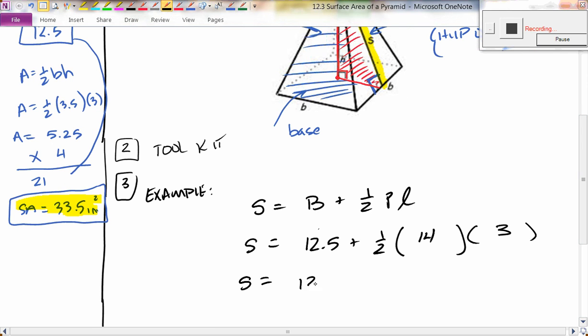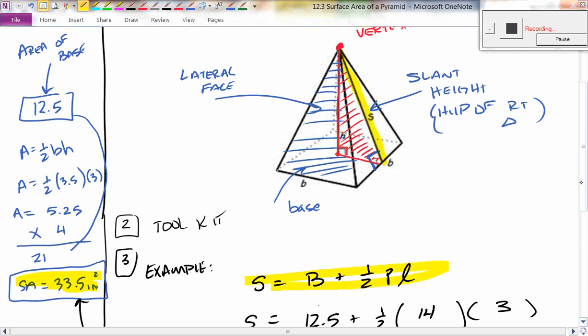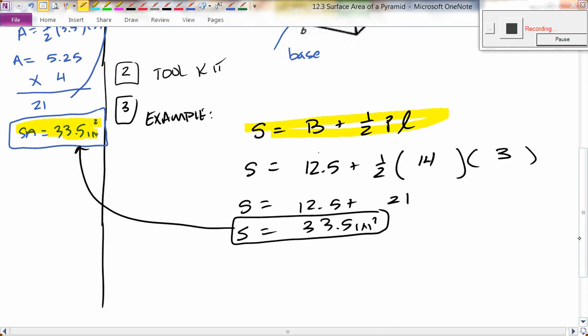S is equal to 12.5 plus, what's 3 times 14? 42. What's half of 42? 21. Oh my gosh. Check that out. 33.5 inches squared. So does the formula hold true to what we did manually on ours? Yes, it absolutely does hold true, okay? So we have a brand new theorem that we're using to find the surface area of pyramids. Notice that we got the exact same area by measuring it physically as we did using the theorem, okay?